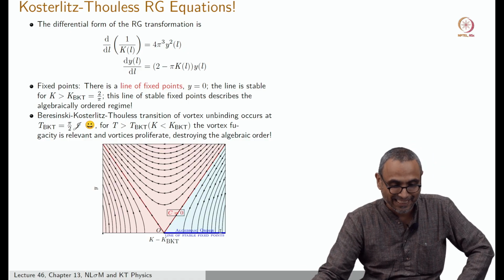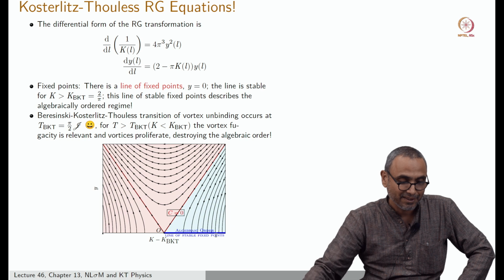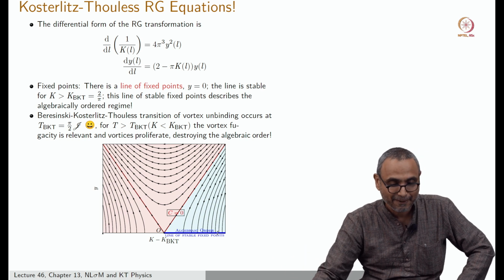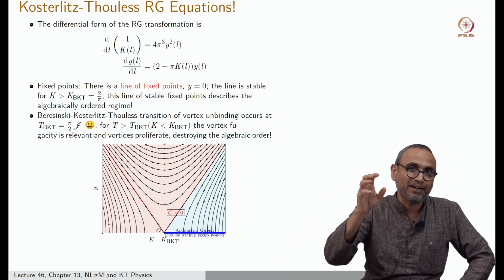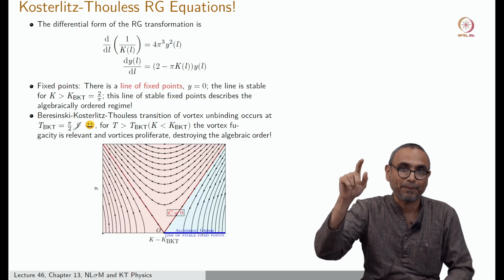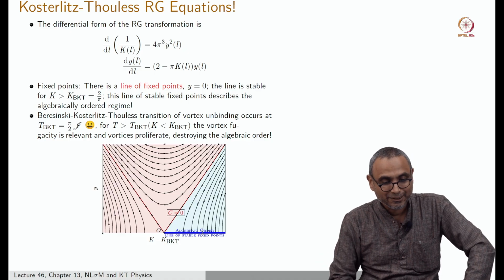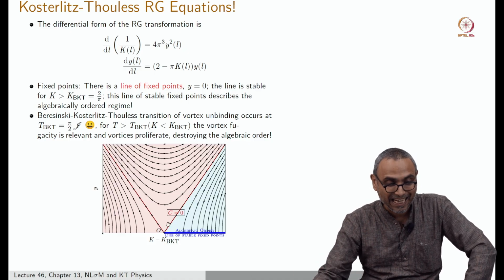And then you will see that this line of fixed points, as I'm going in this direction, temperature is going down to 0 because K is inverse of temperature. You will see that you will get that correlator which goes as 1 by R to the power something like T by J. So that is the result. So you will see that this algebraically ordered phase is stable.